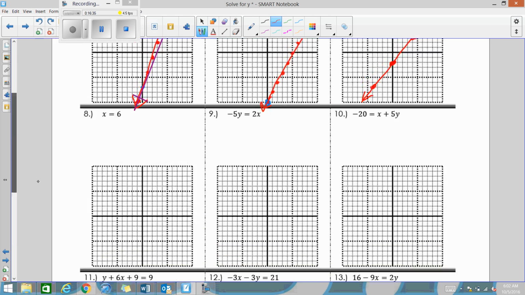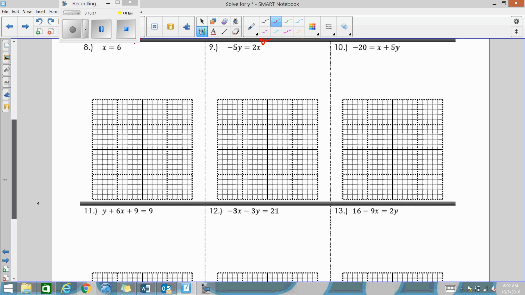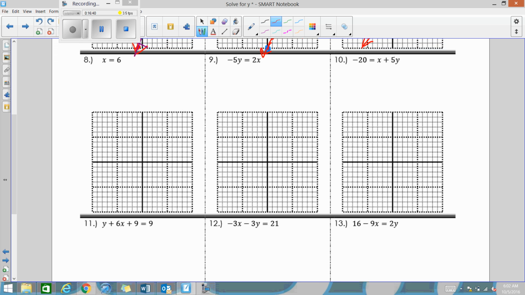All right, so what I'm going to want you to do is work on the rest of these. Okay, actually, let's try number 9 because this one's a little funky. Don't worry about number 8 right now. I'll deal with that one later with you. All right, but number 9. We want to get y alone. So here we just divide by negative 5.